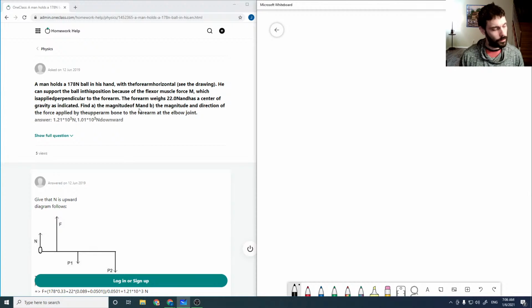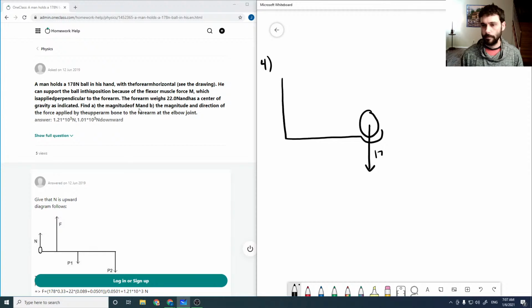So here we've got a man holding a ball. I'm just going to draw this kind of sticky, but it's the best way I can do. So this is an arm holding a ball. And the ball weighs 178 newtons, and that should be straight down. Any deviation from straight down is just my lack of drawing ability.